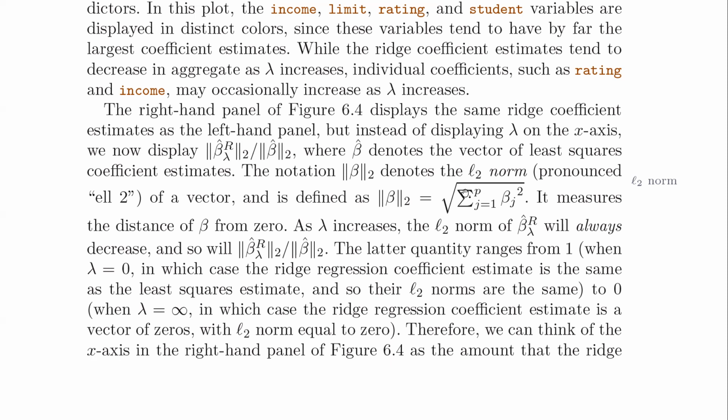Those of you who have statistics in second year, you'll be doing this in non-linear optimization problems. Who knows, maybe even in first year. So it's pronounced L2 of a vector and is defined as this. It measures the distance of beta from 0. As lambda increases, the L2 norm of this will always decrease. And so will this over here.